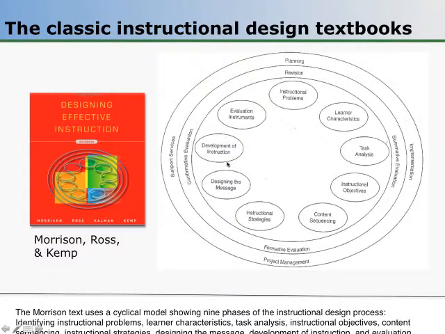Let's look now at another classic instructional design textbook, the Morrison, Ross, Coleman, and Kemp book. You'll notice that this model shows itself as a circle, and that is so that it looks like the process is not linear. There are 9 phases: identifying instructional problems, identifying learner characteristics, identifying tasks, identifying instructional objectives, sequencing the content, creating instructional strategies, designing the message, developing the instruction, and using evaluation instruments to determine how effective the instruction was.